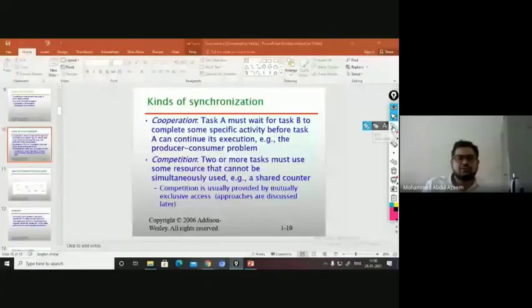Where the producer is going to produce some item into the buffer. There is a buffer you have. Then the consumer can consume it, right? Fine. So there should be some kind of synchronization among these two different processes, right?